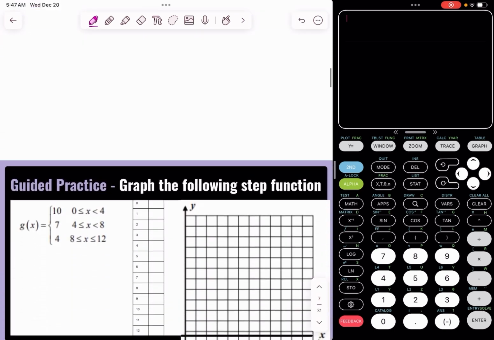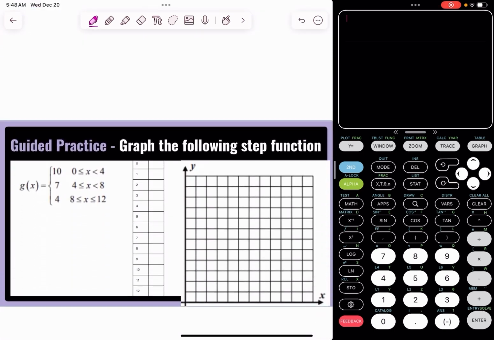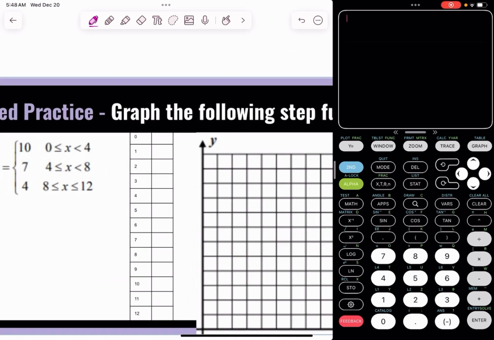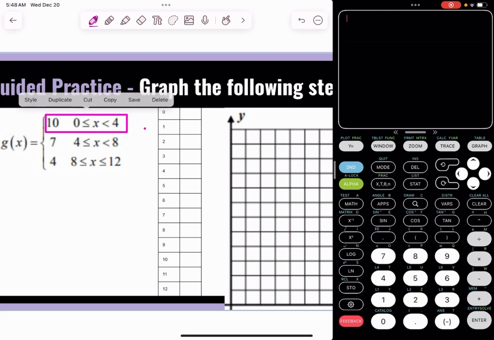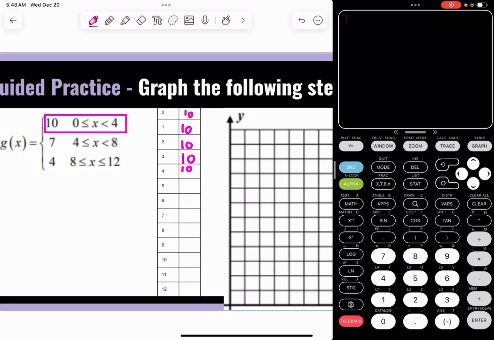So let's look at this first one. Graph the following step function. All right. First, they're telling us that y is 10 from 0 to 4. Okay. So 10, 10, 10, 10. At 4, we're going to have two different numbers, so I'm going to only use half of it. So at 0, because it's a less than or equal to symbol, it will be a closed circle. And at 4, because it's just a less than symbol, it will be an open circle.